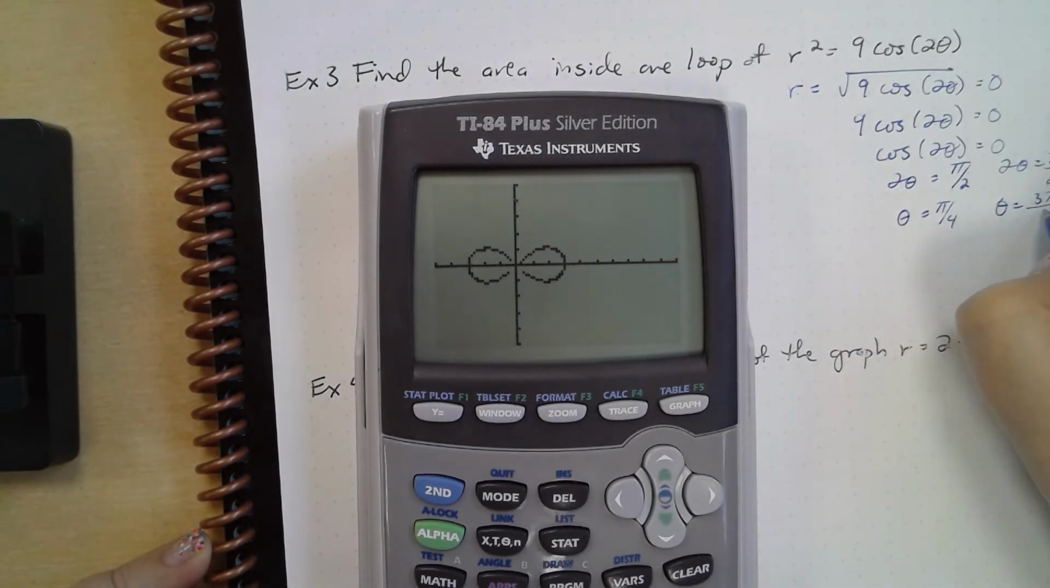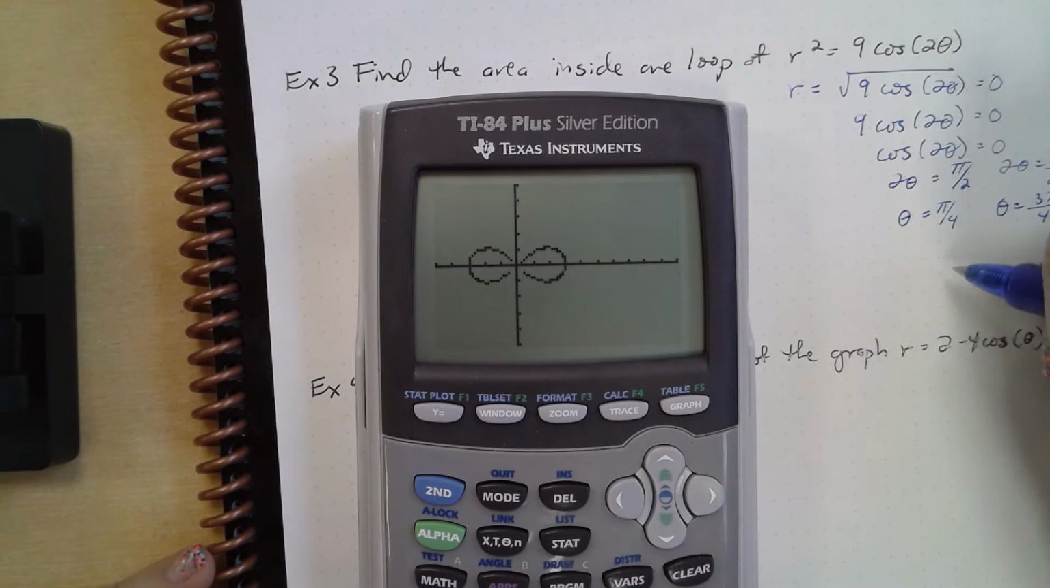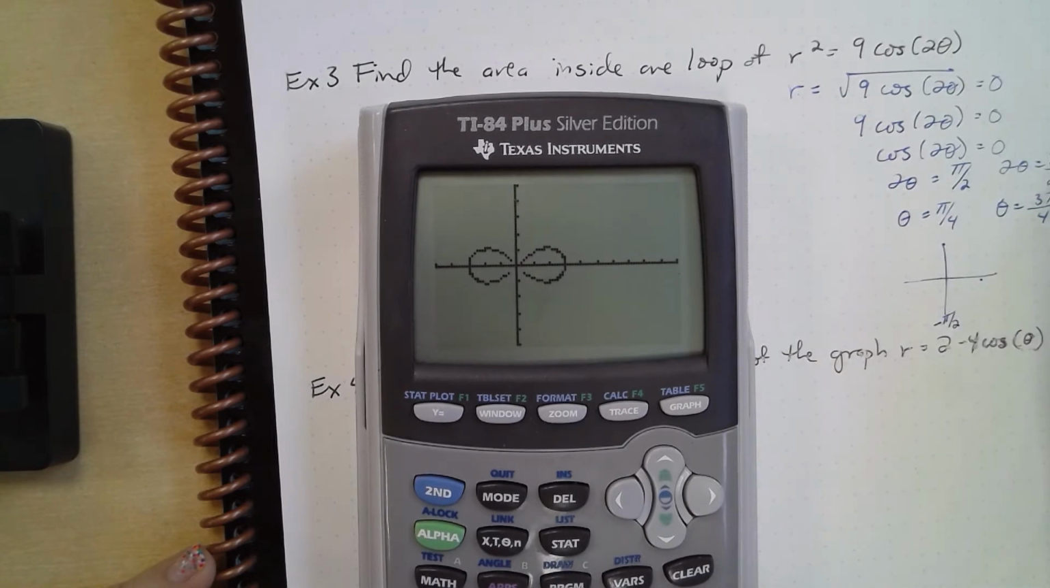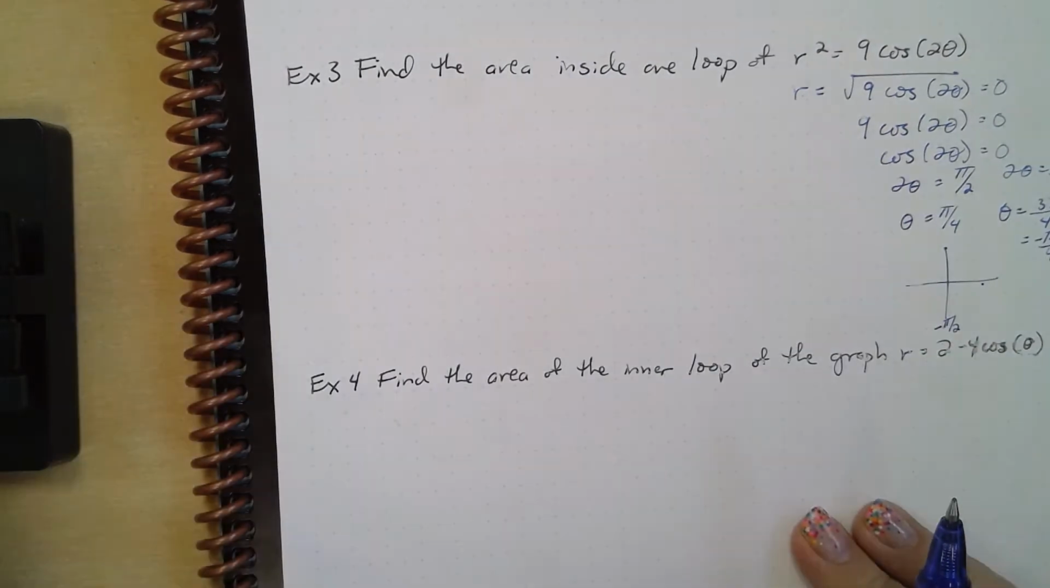Now, what's another way that we could write 3 pi over 4? If you know that this is pi over 2, this is negative pi over 2, right? So if I wanted to rewrite 3 pi over 4 as negative, this would also be equal to negative pi over 4, right? Okay, hopefully that makes sense. So now we can actually find our area.